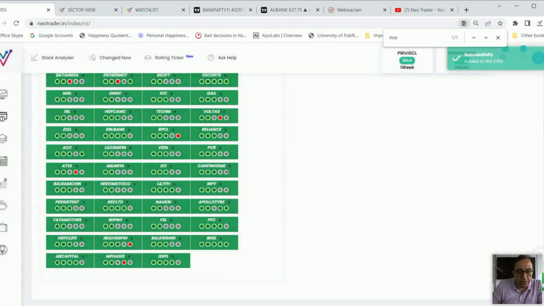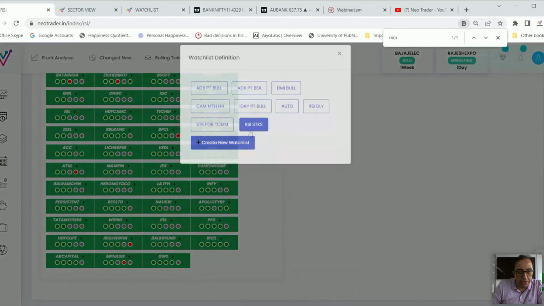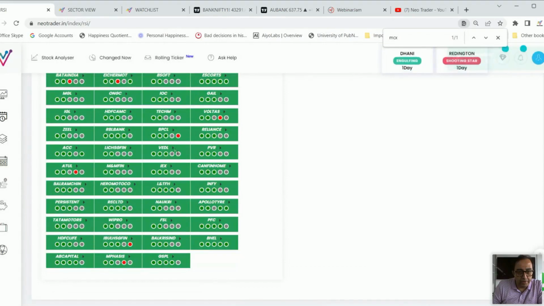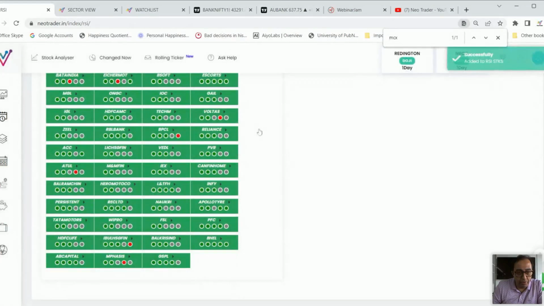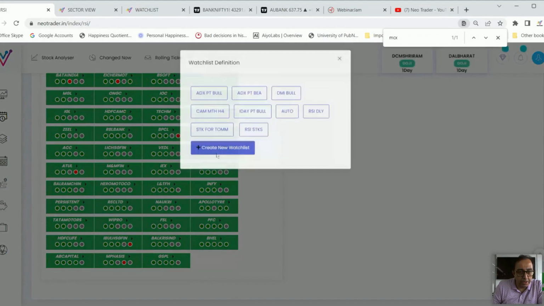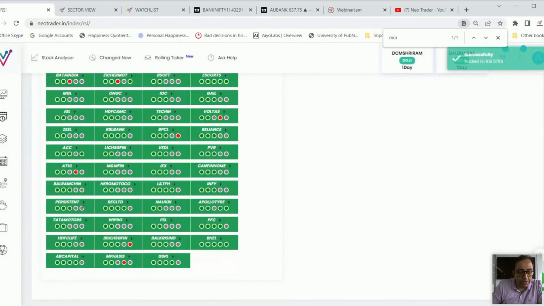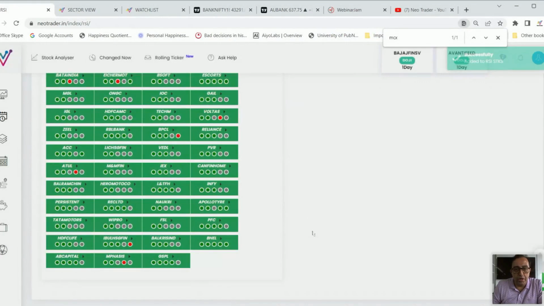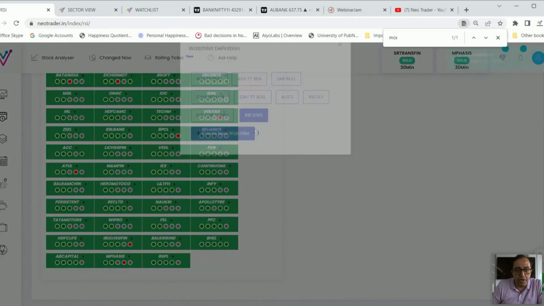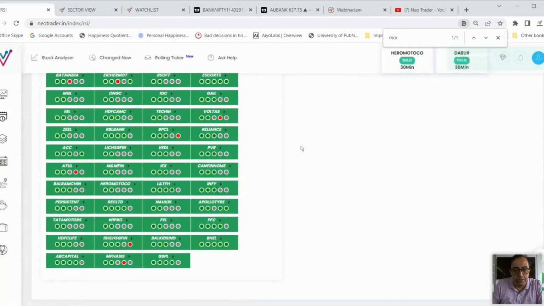I'll shortlist all these stocks. Just give me a moment. Now I am adding these names, at least 3 circles from left to right. Okay, Balrampur Chini. So we have added some names now. All right, so I have added these stocks to the watch list.